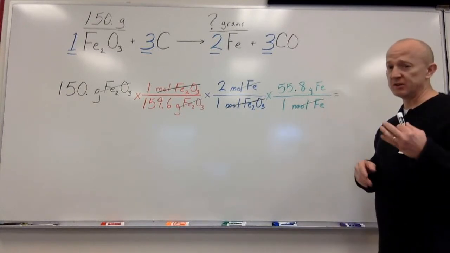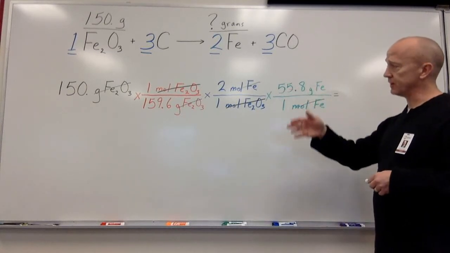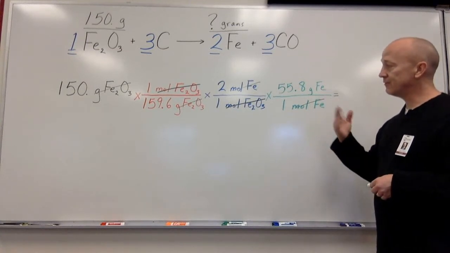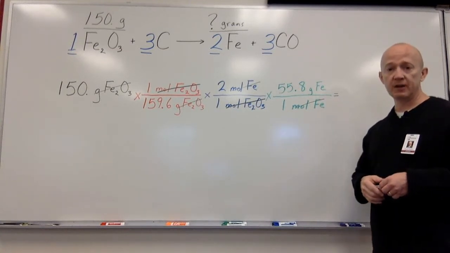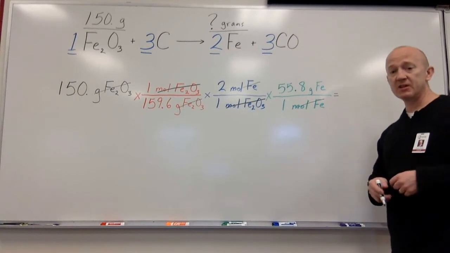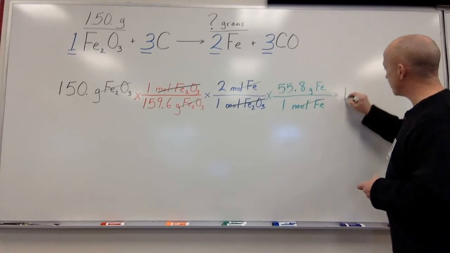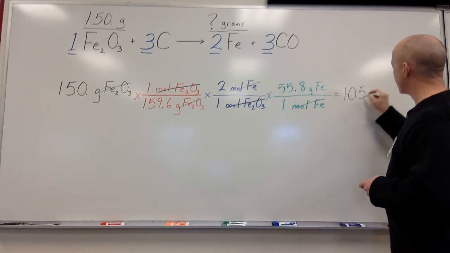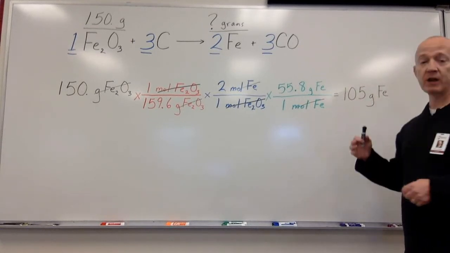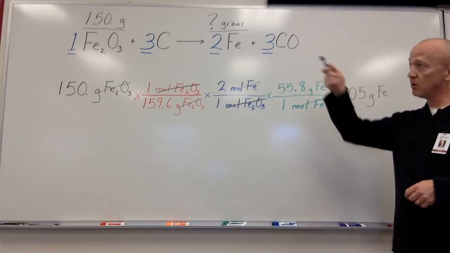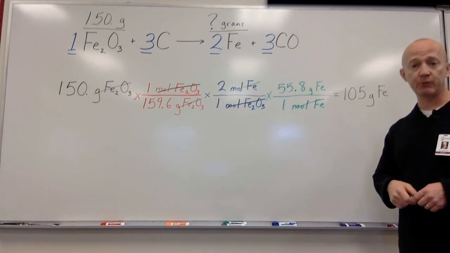When I do the math, I need to do it this way. 150 times 2 times 55.8 divided by 159.6. That will give me an answer of 104.8 grams, or we'll call it 105 grams of iron. So in this reaction, 105 grams of iron will come from 150 grams of iron 3 oxide.